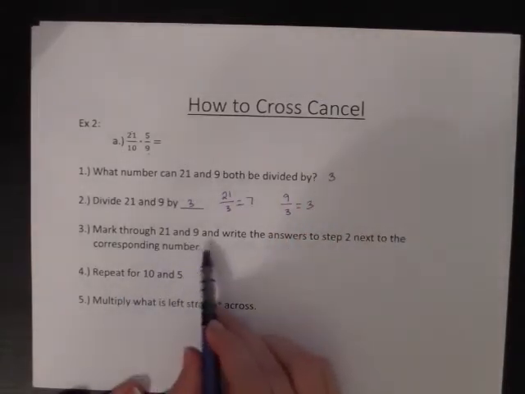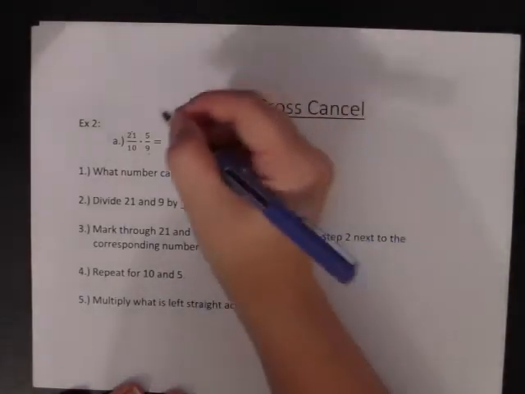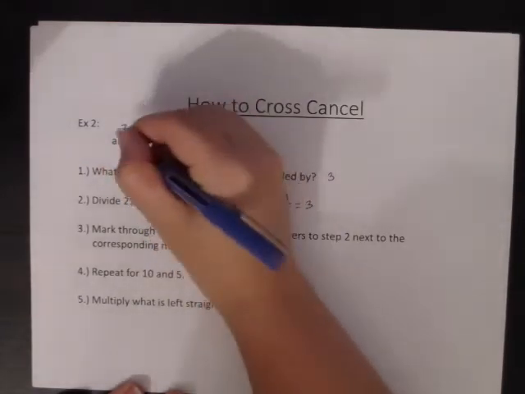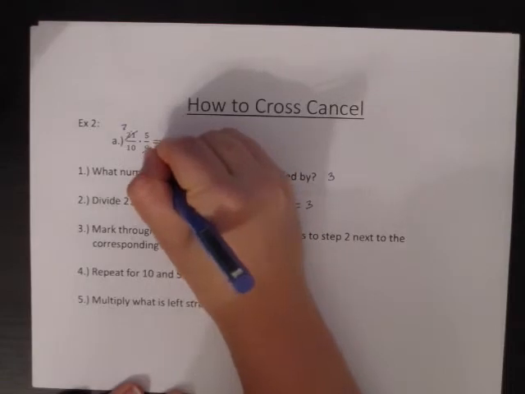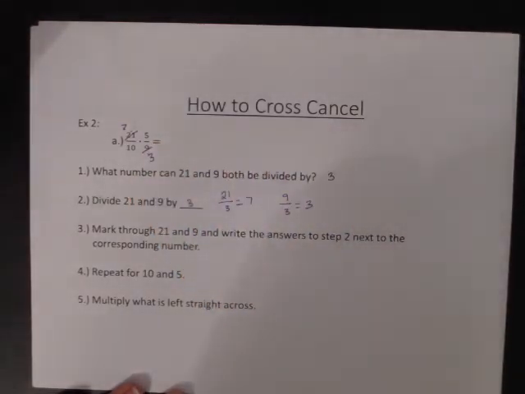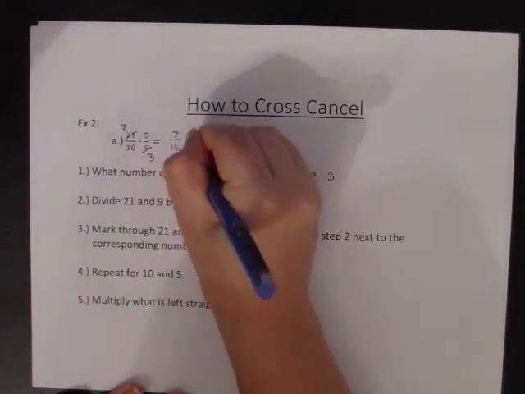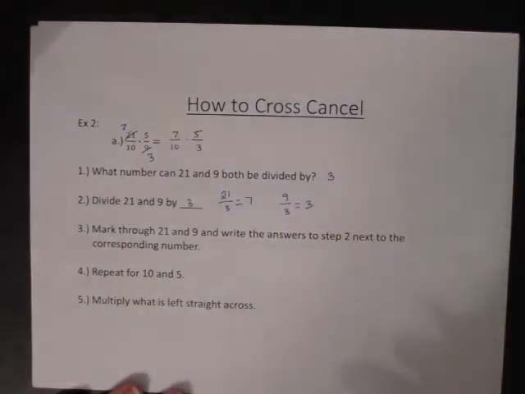So mark through 21 and 9 and write the answer next to the corresponding number. What I'll literally do is cross out the 21 and write 7, because 21 divided by 3 is 7. I'm going to cross out the 9; 9 divided by 3 is 3. And to make it clear, I will rewrite it: 7 over 10 times 5 over 3. This is a good technique to get used to, so that you will be able to clearly cancel out what needs to be canceled out.